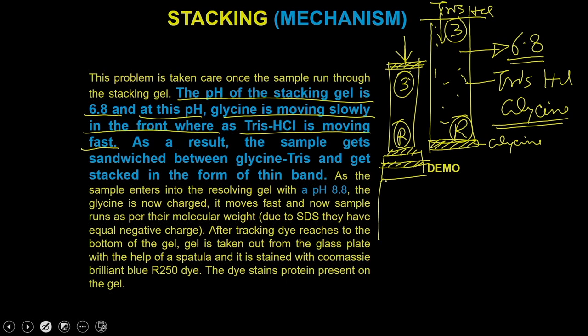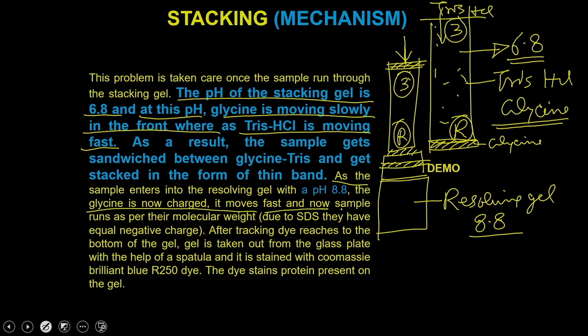But as soon as they enter into the resolving gel, which has a pH of 8.8, at this pH the glycine is now charged and moves fast, and now the sample runs as per its molecular weight, because the SDS is going to provide them equal negative charge.